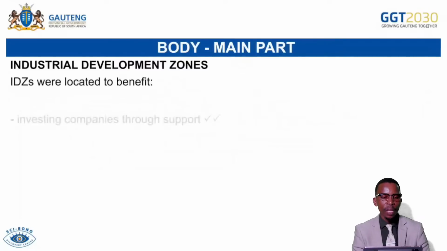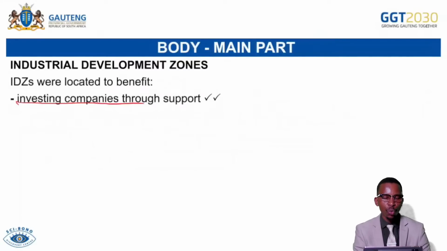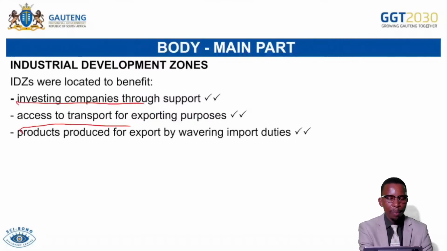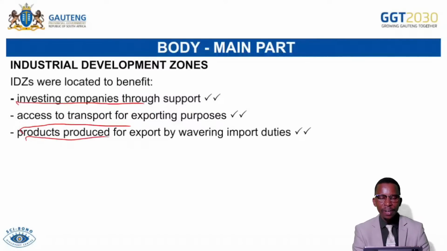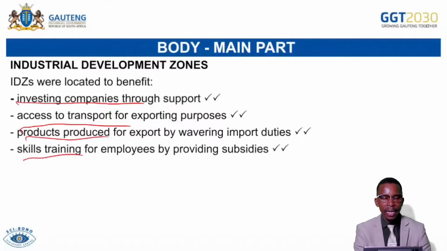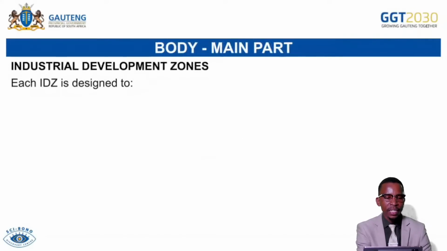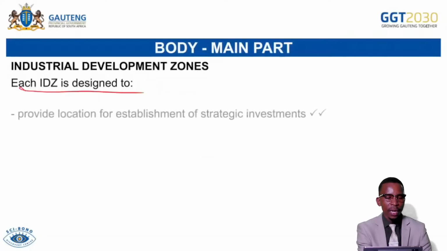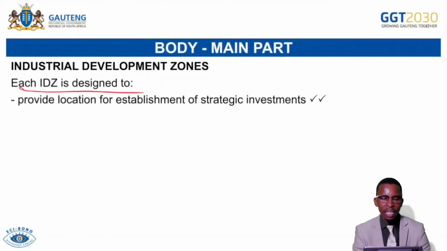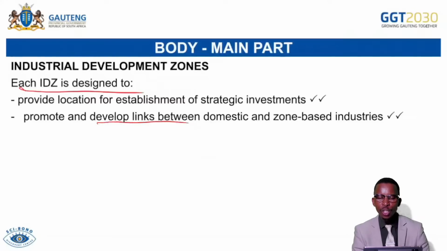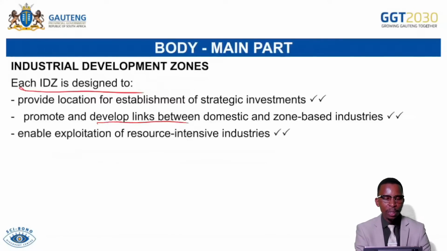ITZ were located to benefit investing companies through support, access to transport and exporting purposes, products produced for export and waiving import duties, and skill training for employees by providing subsidies. And then industrial development zones will continue. Each ITZ is designed to provide a location for establishment of strategic investment, promote and develop links between domestic and zone-based industries, and enable exploitation of resource-intensive industries.